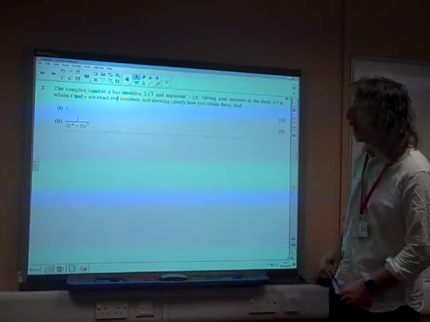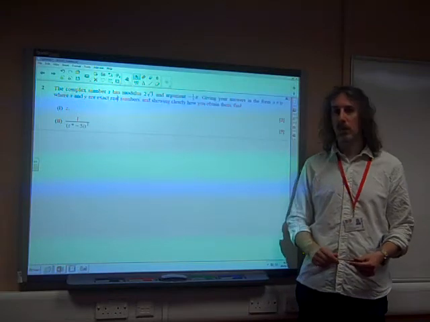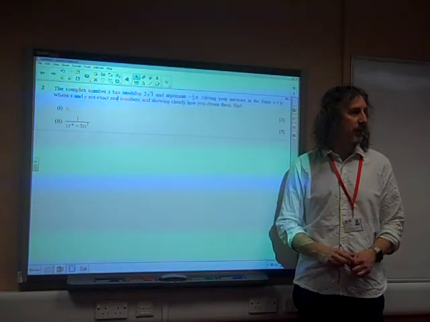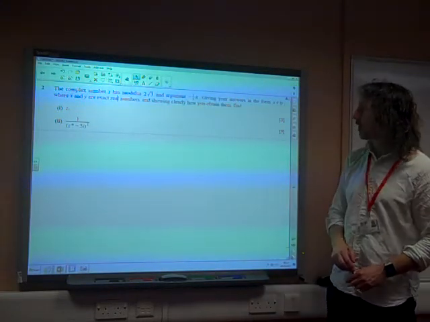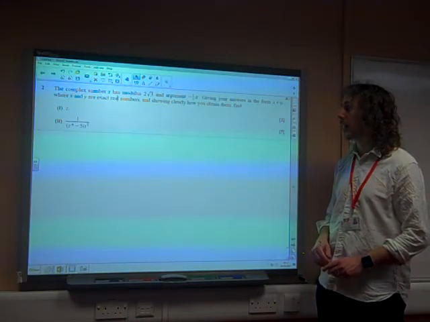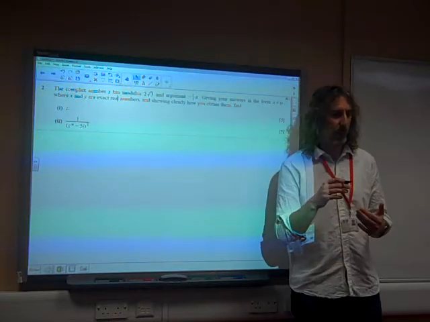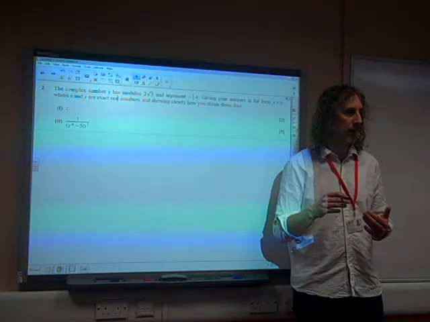Okay, so the complex number z has a modulus of 2 root 3 and an argument of minus a third of pi. Giving your answer in the form x plus iy, where x and y are exact real numbers, and showing clearly how you obtain them, find z. And they only gave you quite a small box. I felt it was a bit stingy, the box that they gave you for this.